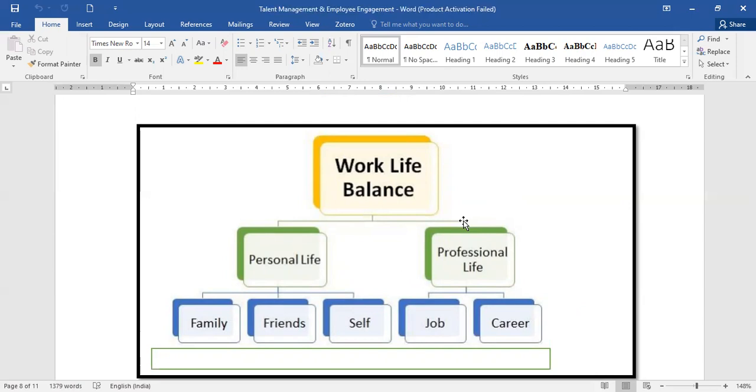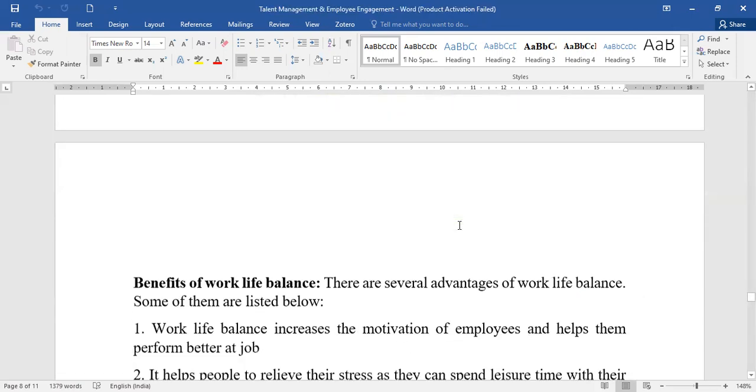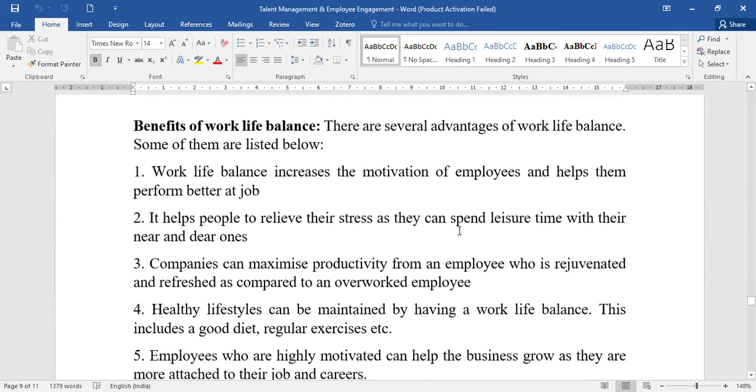Now when we talk about this work-life balance, let's understand what the benefits are, how it can be beneficial.